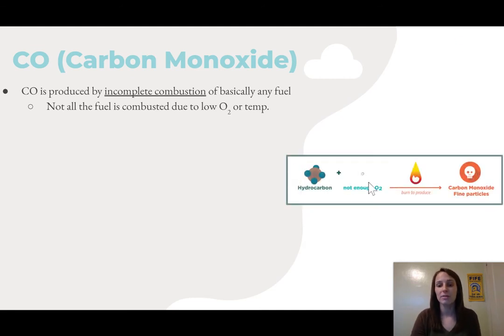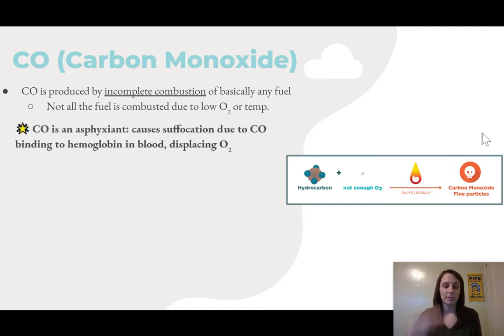And so when we don't have enough oxygen, carbon monoxide is going to be produced. Now, carbon monoxide is super dangerous. It is an asphyxiant, and that is because it causes suffocation through your blood, from what's known as carbon monoxide poisoning. What happens is this carbon monoxide binds to the hemoglobin in your blood, which means that your blood can no longer carry oxygen. And when you don't have oxygen, you're going to suffocate.